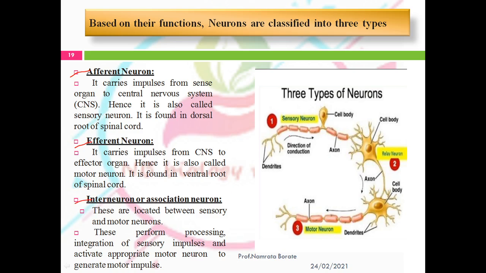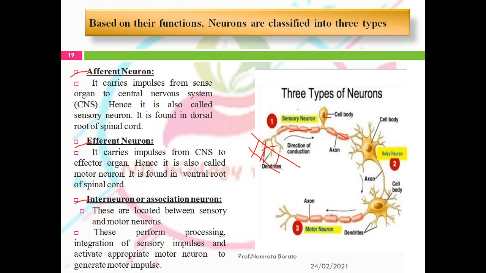So what is the afferent neuron? The afferent neuron carries the impulses from the sense organ. You can see here the dendrites, the dendron towards the cell body, towards the axon. So this is the dendrite, dendron, cell body and the axon. That is the afferent neuron. It carries the impulses from the sense organ.